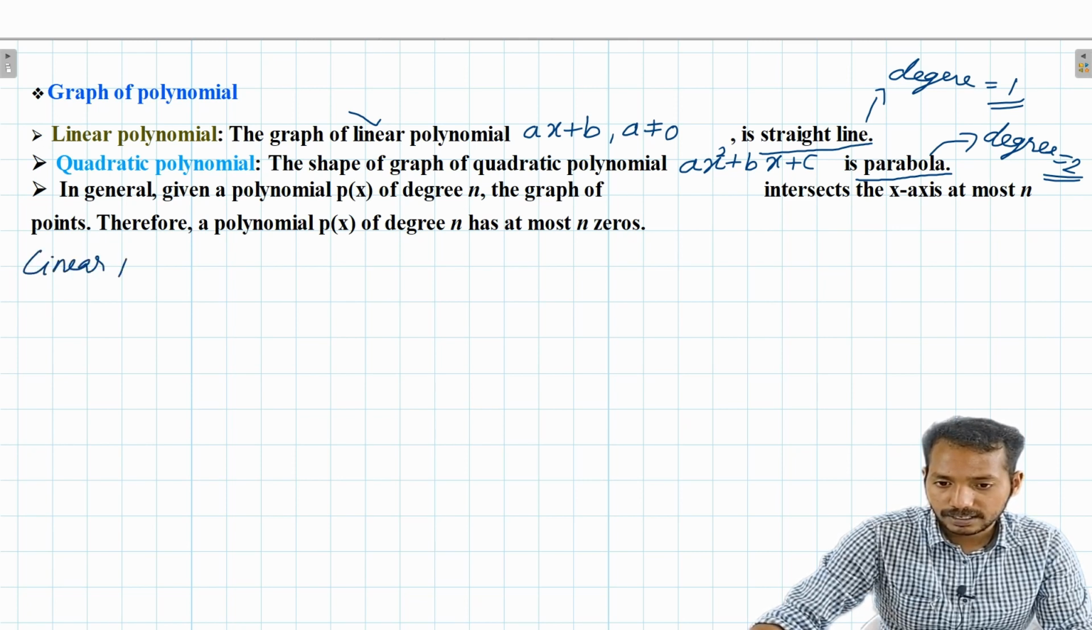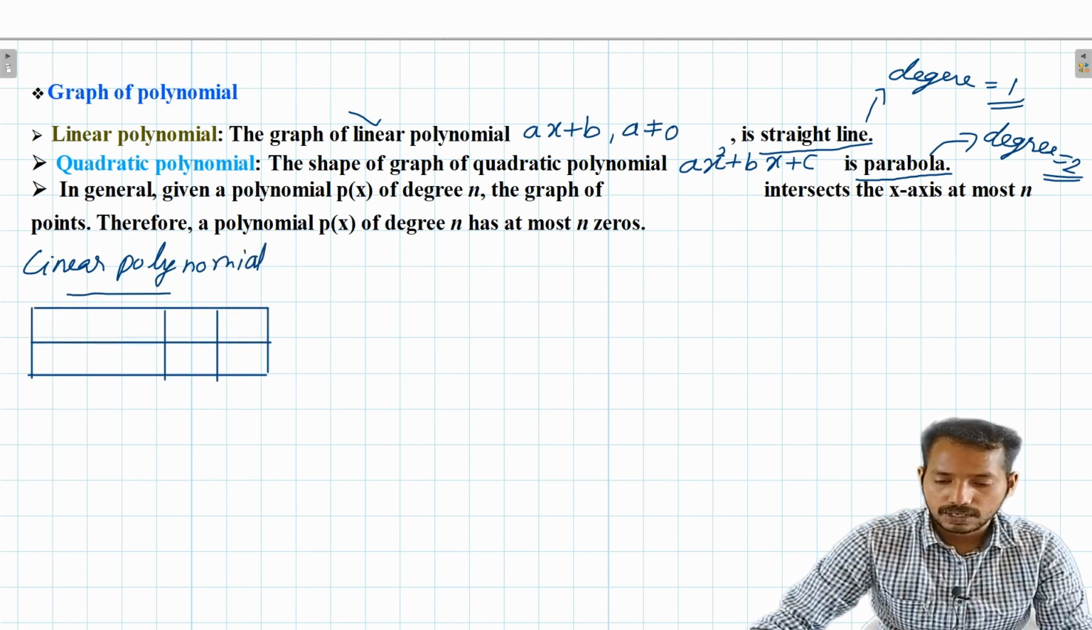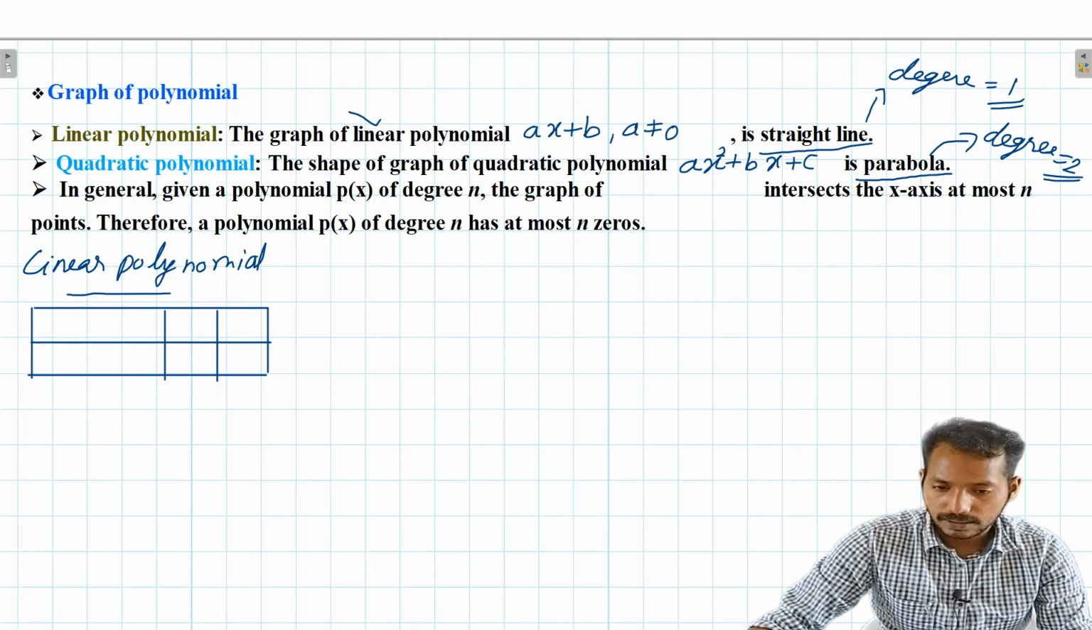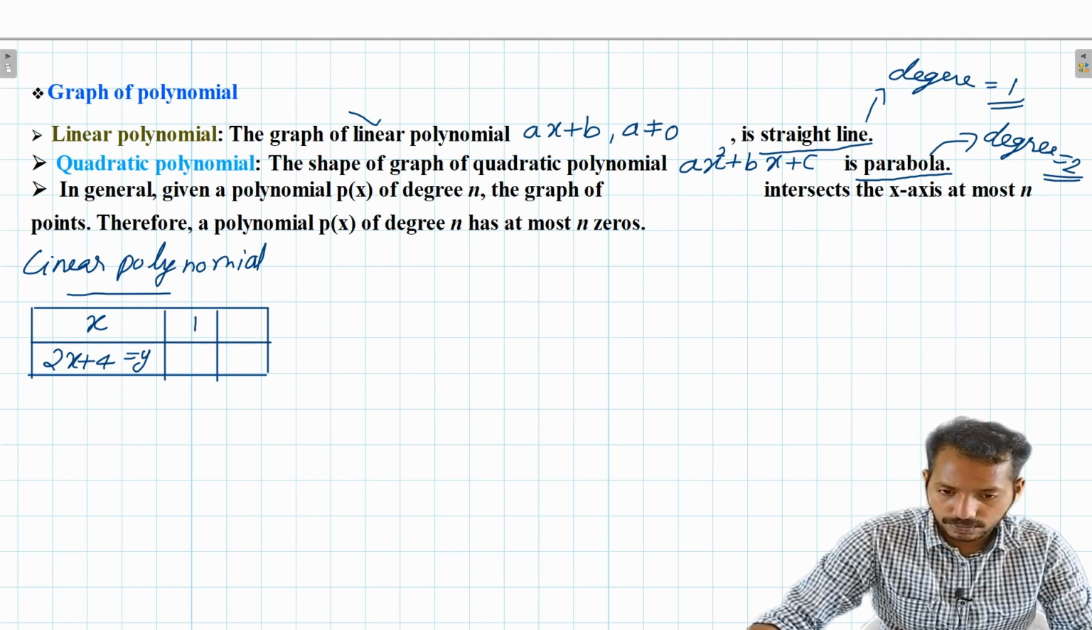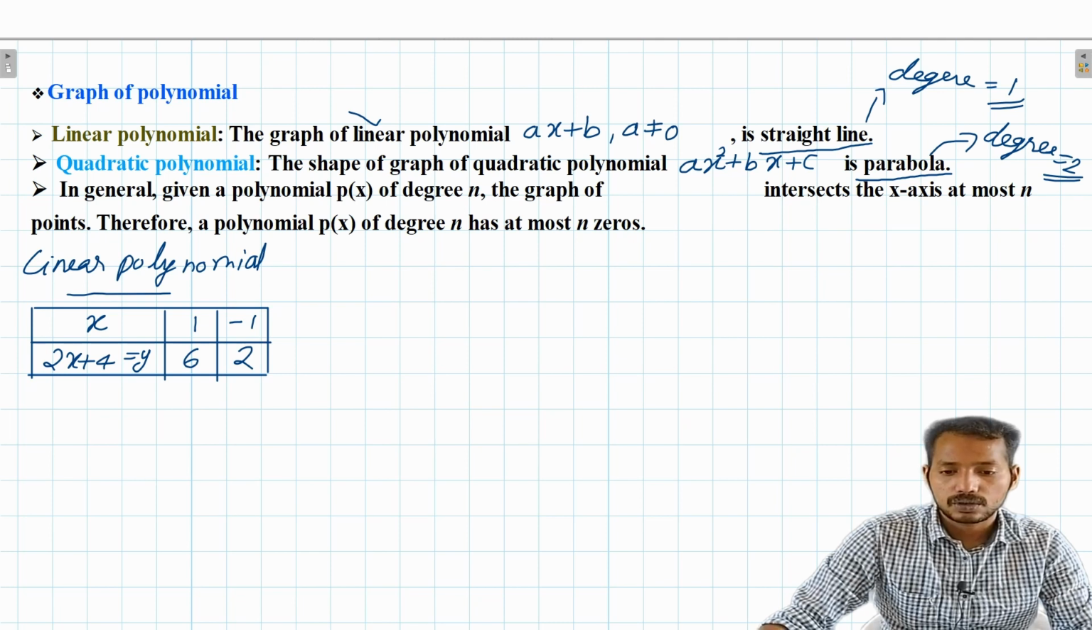For a linear polynomial, I am taking an example, that is p of x equal to 2x plus 4. That is the value of y. Okay, and here it is x. When x equal to 1, we will get 2 into 1 plus 4 is equal to 6. Y value will be 6. When x equal to minus 1, we will get the value 2 into minus 1, minus 2, plus 4, is equal to 2. So 2 points we have got.